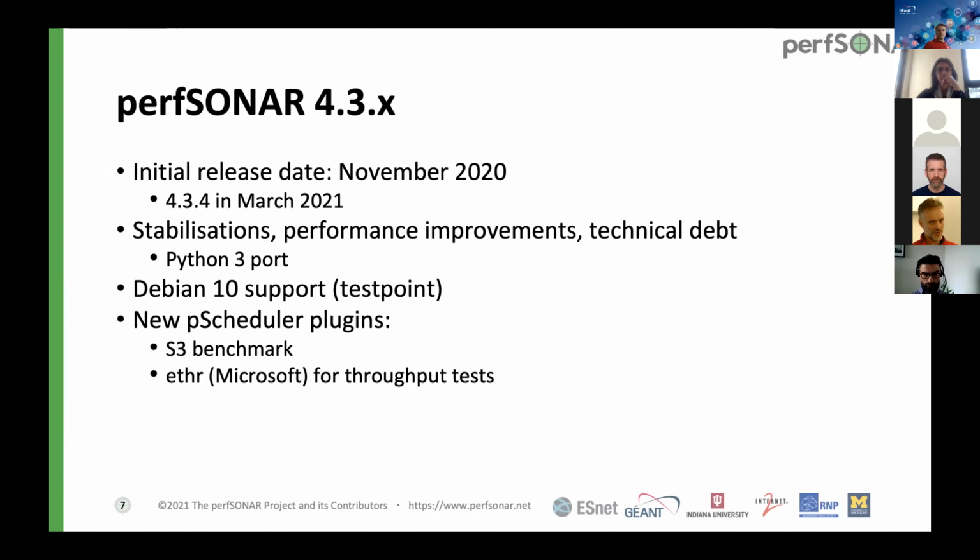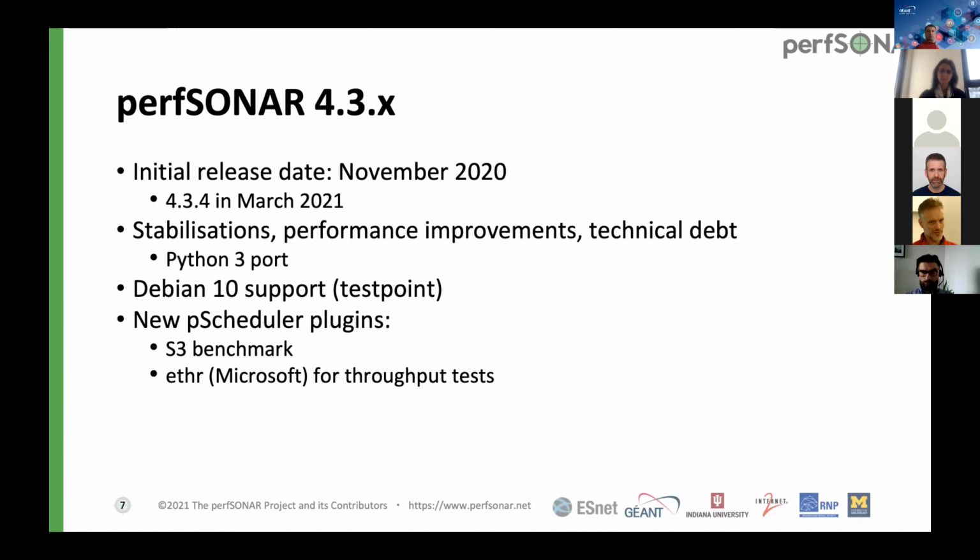We also brought support for Debian 10, and with that I can mention that currently perfSONAR can run on CentOS 7, on Debian 9, on Debian 10, on Ubuntu 16 and Ubuntu 18, and the default release for which we provide an ISO image for easy installation is CentOS 7, but that's something that will probably change in the future because, as you probably know, Red Hat and its parent company have decided to change the release cycle of CentOS, and that has some implication for us.